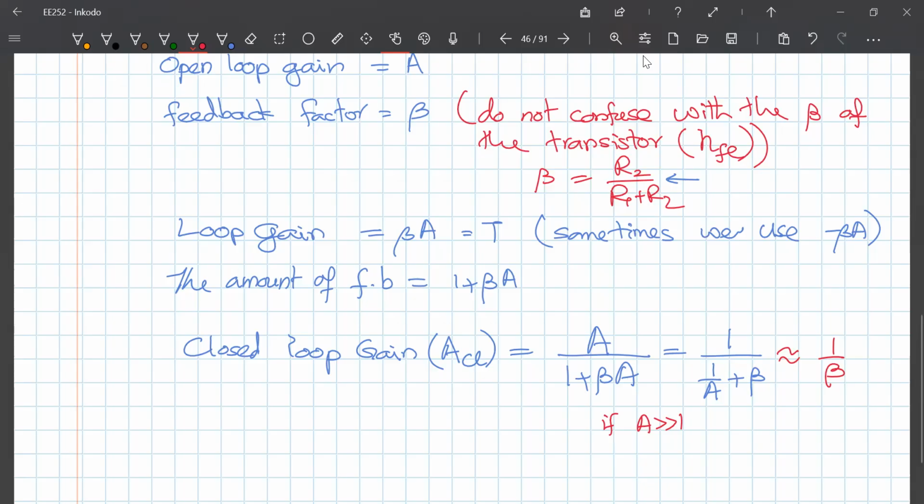But we are going to see that though the gain is reduced, there are so many other things that improve. For example, the sensitivity of gain to other external factors like temperature is going to be very, very low. We are going to analyze that in a minute. So let's move to the next page.